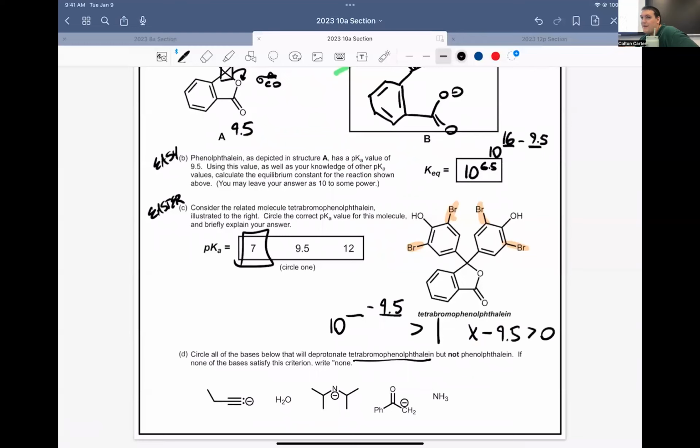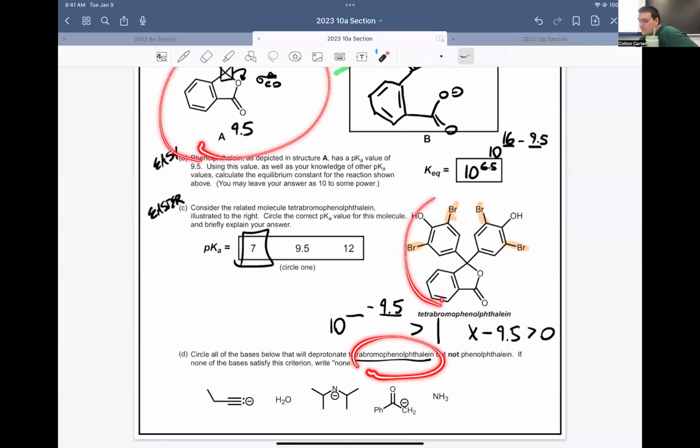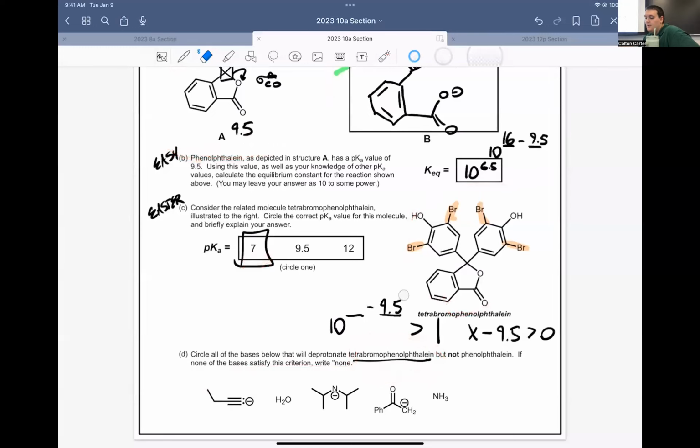Now I know that's a lot of mathy jargon, but basically we have to look at these and say, which of these conjugate acids has a pKa of greater than 9.5? Oh wait, I'm so sorry, I messed up. 9.5 is this one. We're talking about tetrabromophthalein, which is this one, which has the pKa of 7. Sorry. So this should be blank minus 7, and x minus 7.